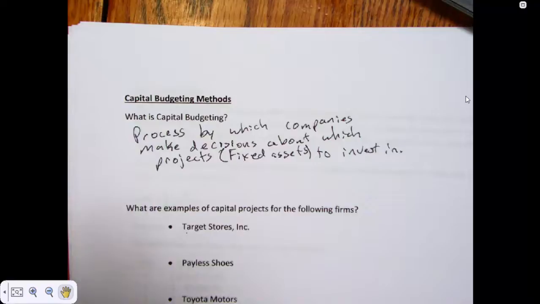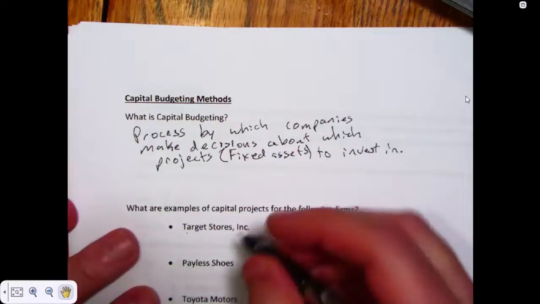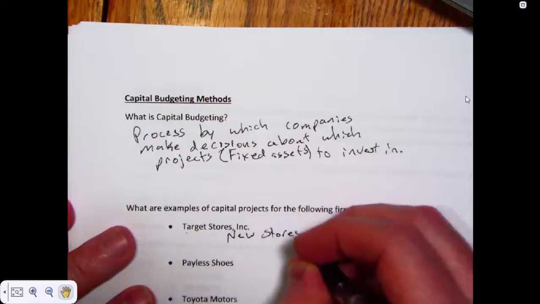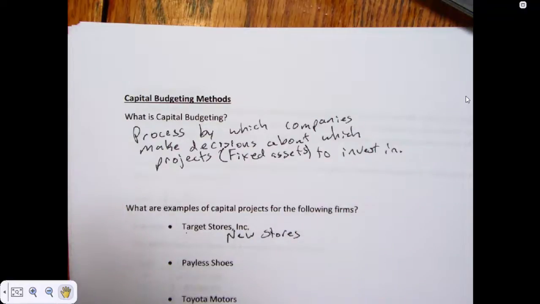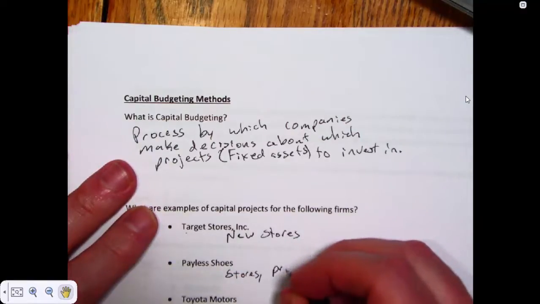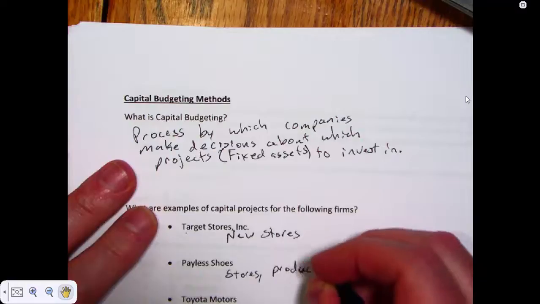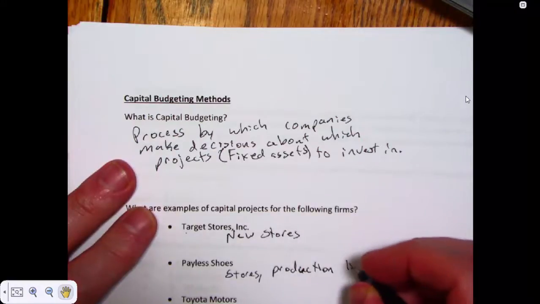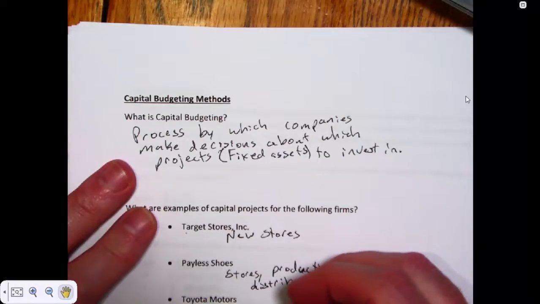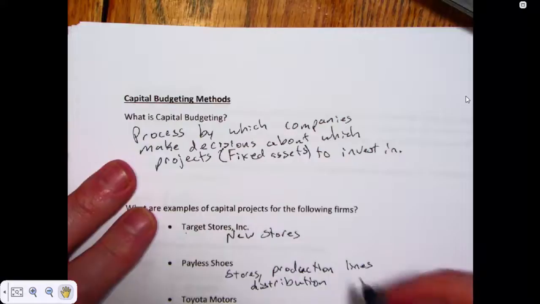So what are some examples of capital projects for the following firms? Target stores, new stores is probably one of the biggest decisions they make. Where to put new stores, whether or not to put one in a town or not, things like that. Payless shoes, it could be stores, it could be production lines. Distribution facilities. Those would be all examples of capital budgeting decisions.